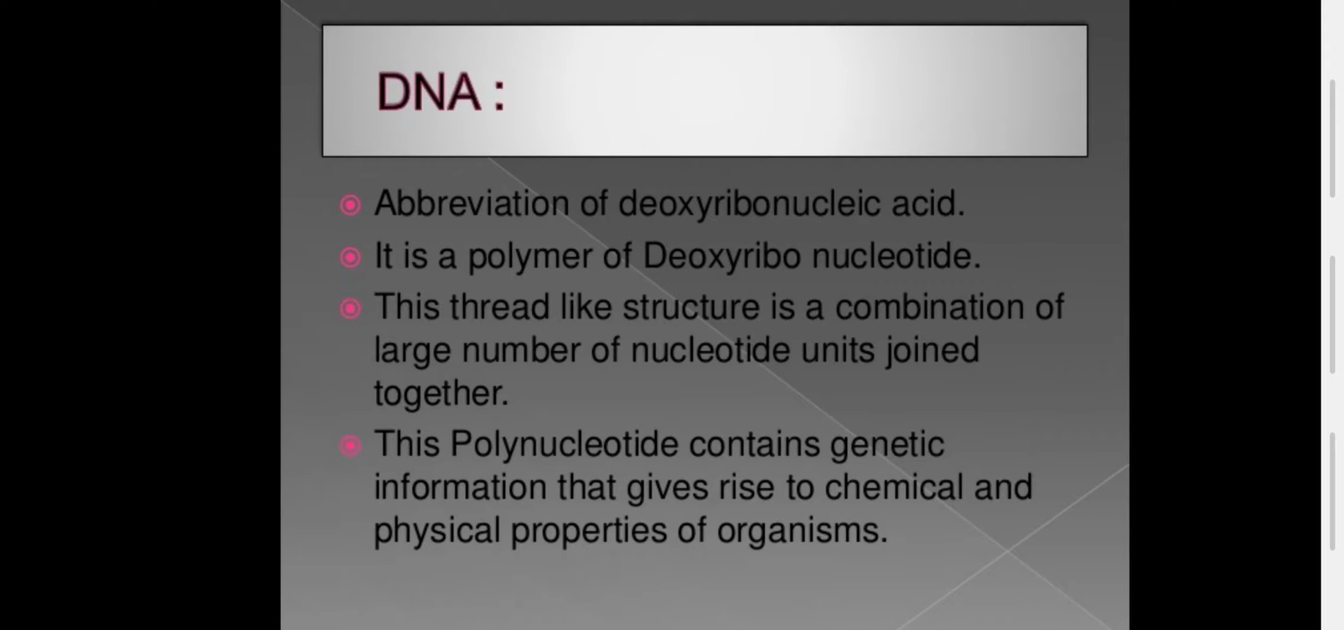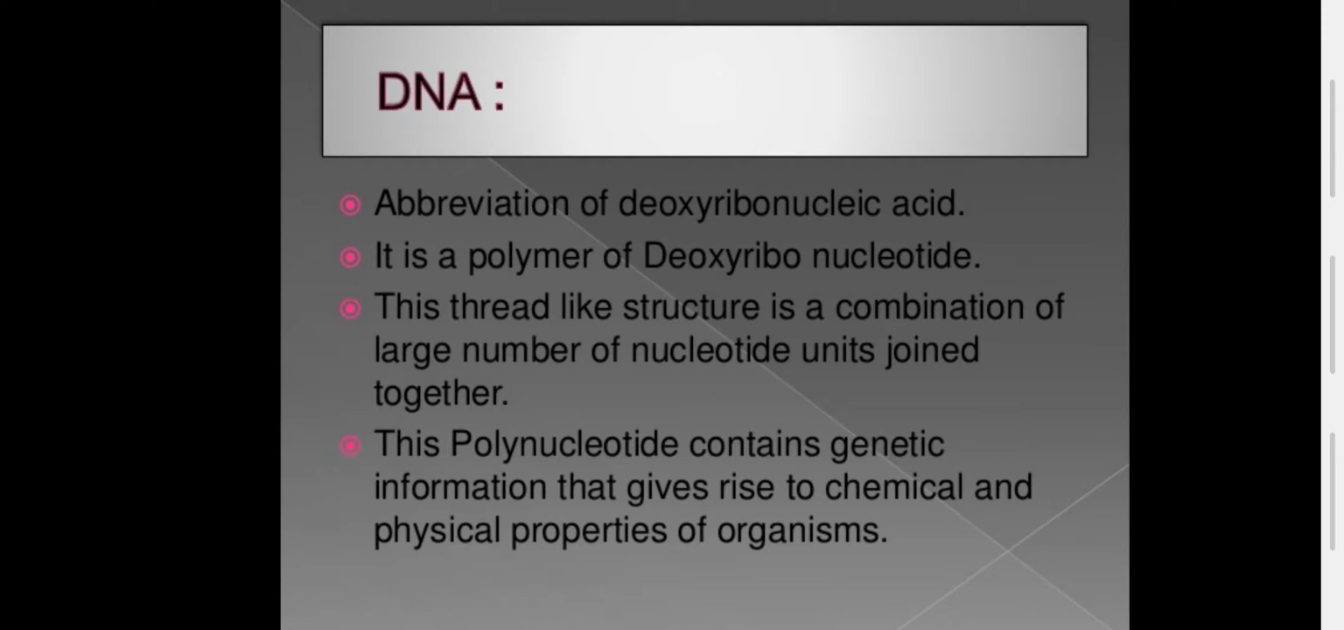When we say polymer, it is a substance or material consisting of very large molecules, or macromolecules. DNA also is a thread-like structure, a combination of a large number of nucleotide units joined together. So as I've said, a nucleic acid is composed of polynucleotides.